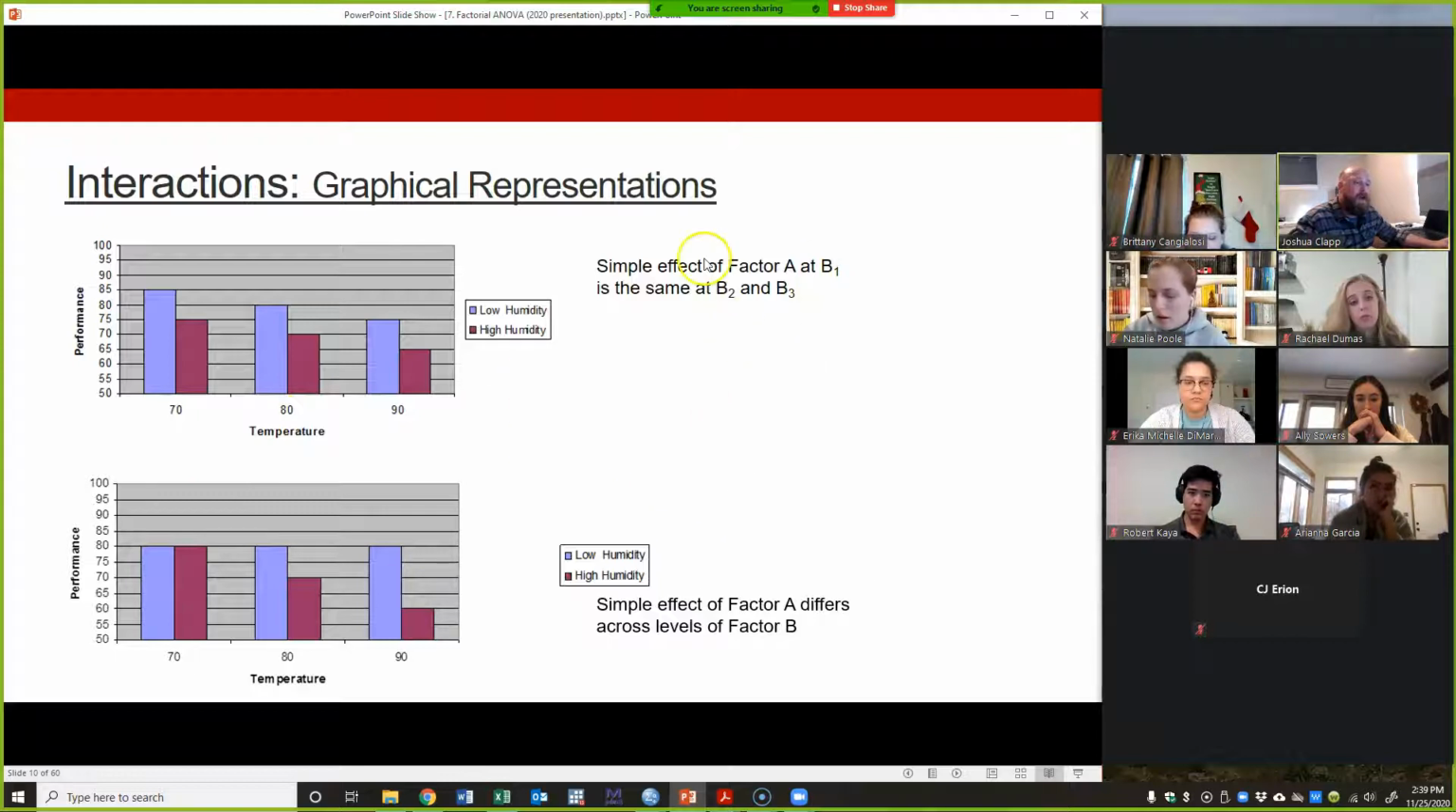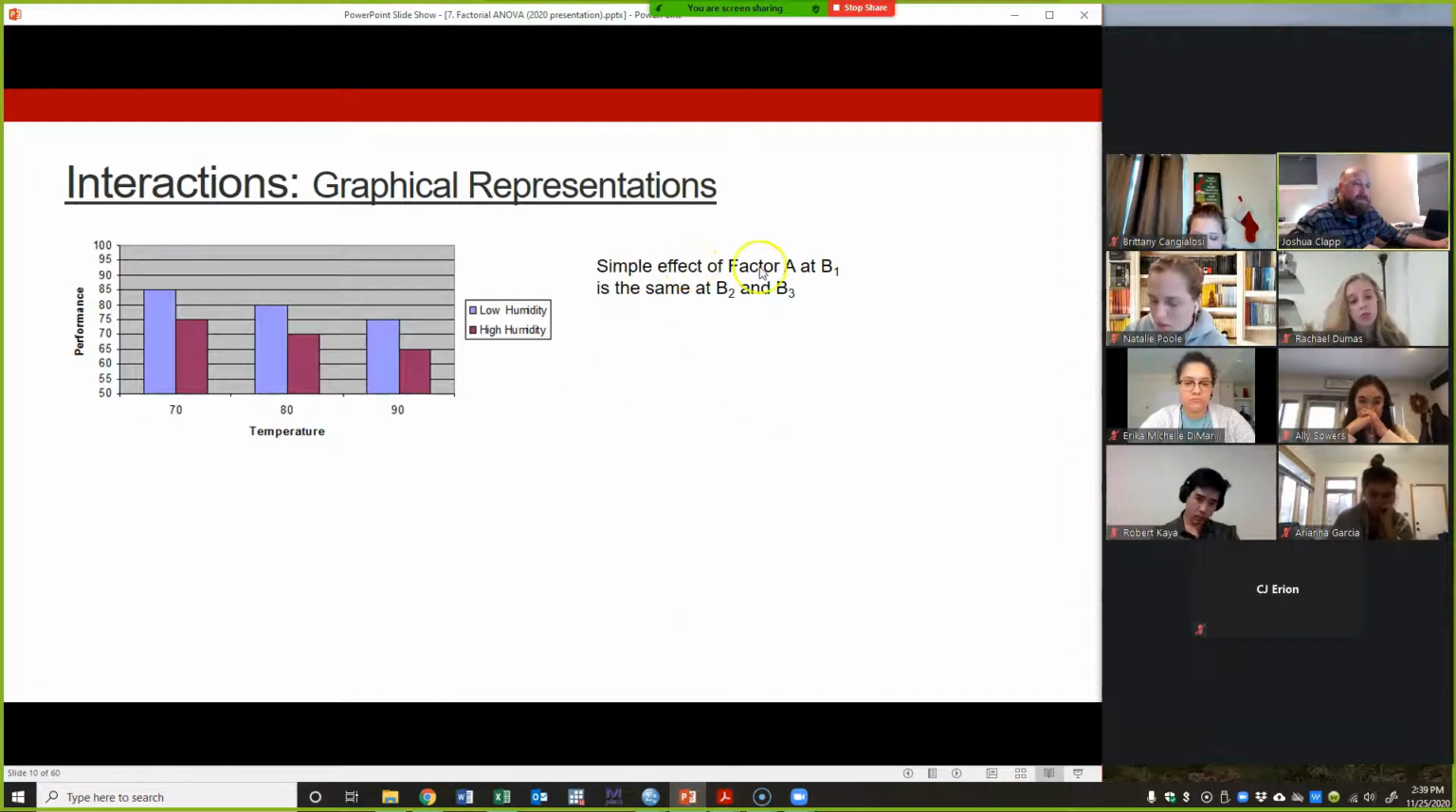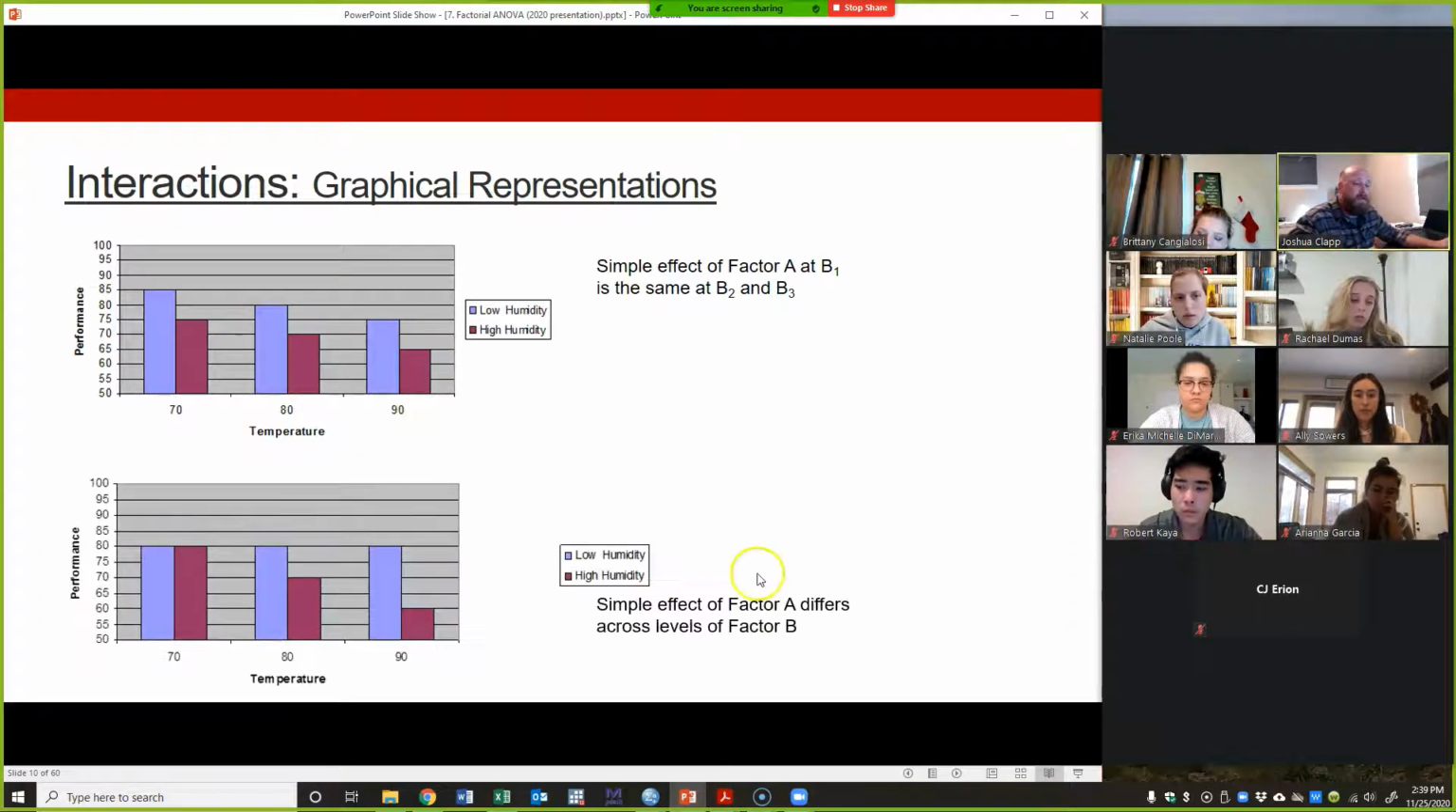Here, what we have is our interaction. In our first graph, the simple effect of factor A at B1 is the same at B2 and B3, okay? So the simple effect of humidity on performance is the same at B1, B2, B3. We got the same difference between low and high humidity, okay? But here we have an interaction where the simple effect of factor A differs across levels of factor B.